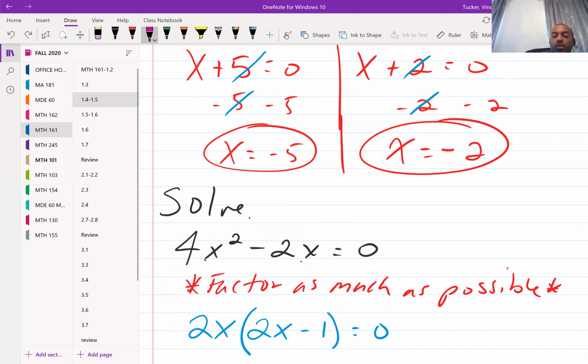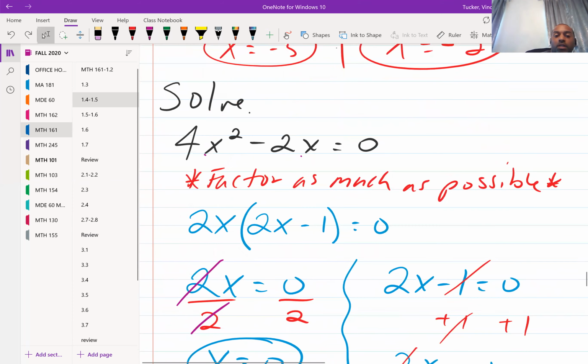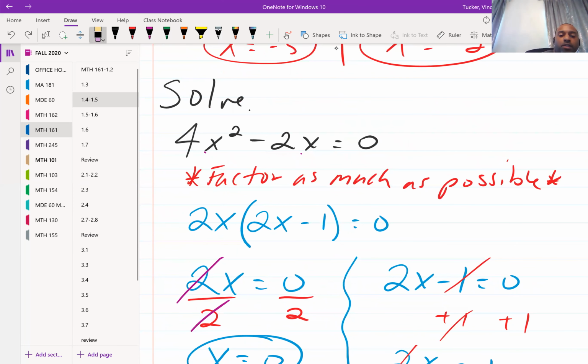All right. So now we factored out 2x from both terms. That's just factored as much as possible. I'm just, once again, erasing stuff so that we can look at what the result is. So now we would set 2x equal to 0, set 2x minus 1 equal to 0. That's always the step after you factored as much as possible. You set each one of your factored pieces equal to 0. And then you can solve for x.